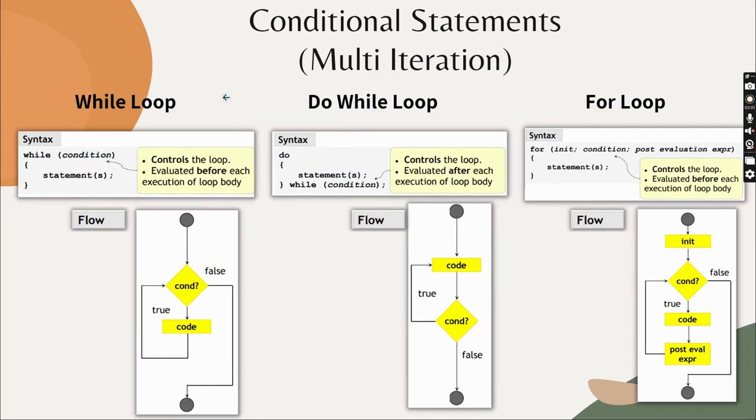In a do while loop, the condition is not checked first. After our first iteration is done, then the condition is checked, and until this condition is true, the loop keeps running again. And let me move to for. For has three parts: init, where we initialize, the condition, and the post evaluation, like the increment in our code. And these are the statements.